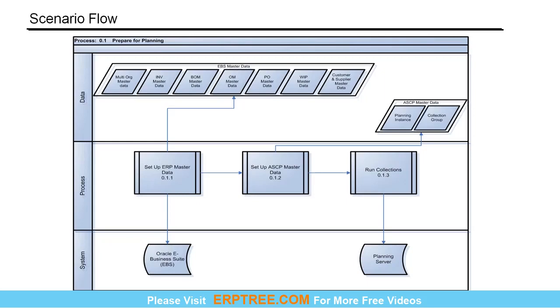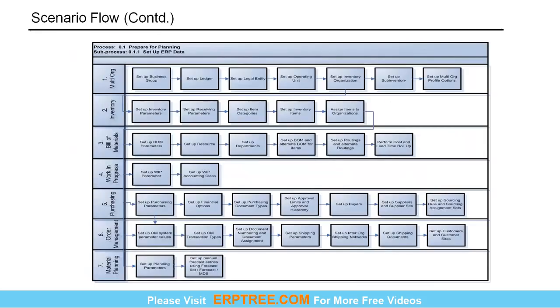Okay, so moving ahead to the next slide. These are the sequence of setups which we generally do for multi-org, for inventory, bills of materials, work in process, for all the modules. So for multi-org, as you can see, we can set up the business group, then set up the ledger, then set up the legal entity. These are the sequence of steps we do for the setups. In material planning also, for example, the last one, we set up the planning parameters, we set up the forecasts. I'm not going through each and every box, but you can have a look at all the setups, and we can discuss if you have any queries.